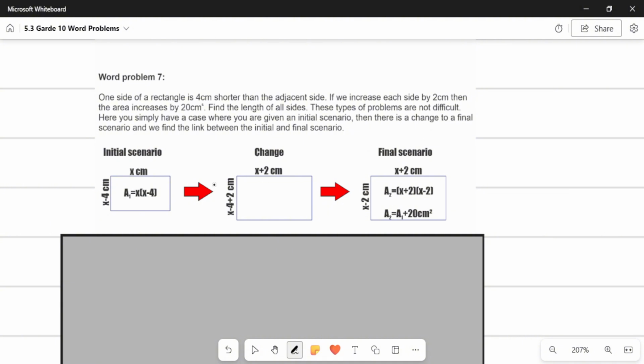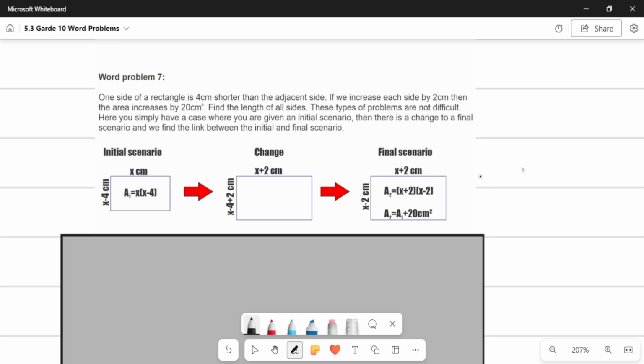And in the final scenario, we know that whatever A1 yields, when you add 2 centimeters to each side, it will be the area of A1 plus 20 centimeters squared. Can you see how we're linking the initial to the final scenario? So that's one equation. But there's another equation we can create here, which is x plus 2 centimeters times x minus 2 centimeters. So the area of this rectangle, we can find by taking the actual dimensions and multiplying them.